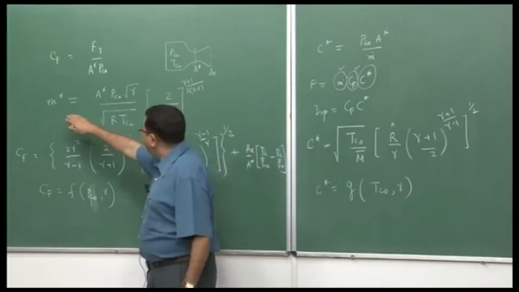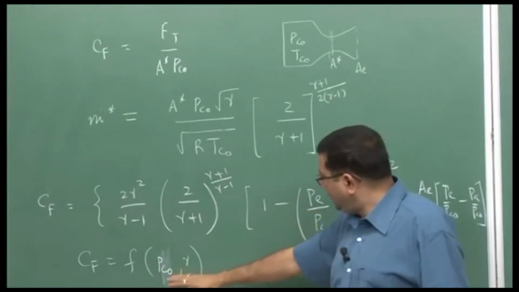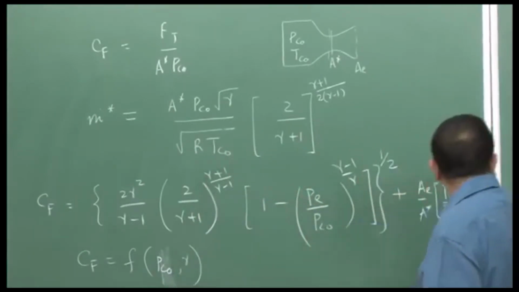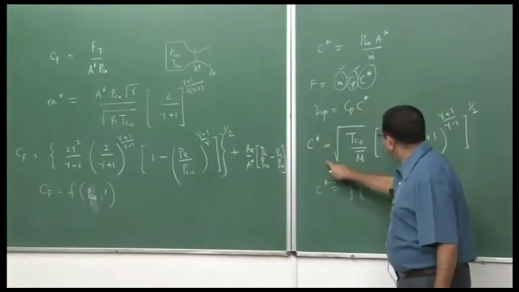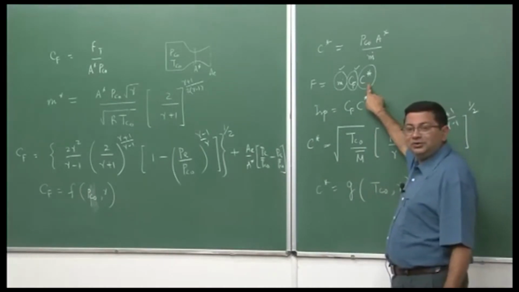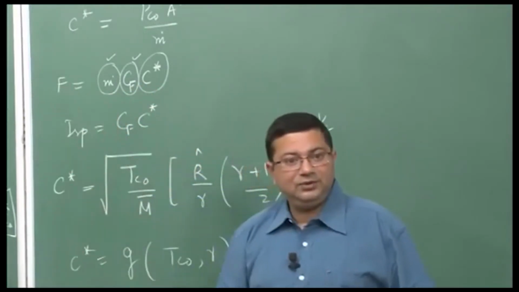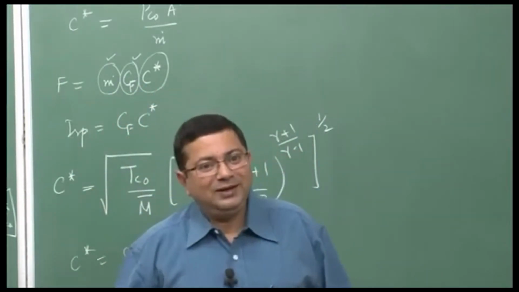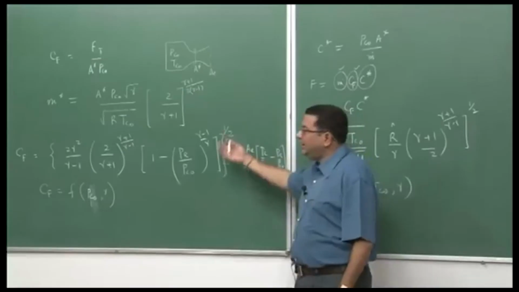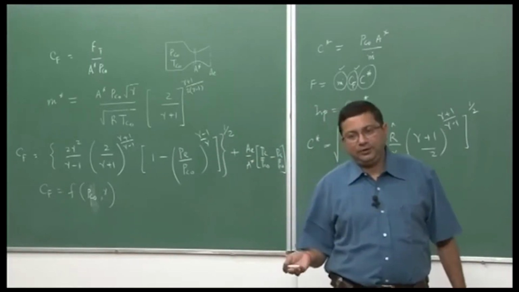The other way of increasing the mass flow rate is by reducing T C naught. As we reduce T C naught, as we can see from this expression, Cf is not that much affected, but if we reduce T C naught, our C star is going to reduce. So, characteristic velocity is going to reduce, and the net effect can be that the thrust may reduce. So, that also we do not want. Therefore, the better way of achieving a higher thrust is by increasing both P C naught and T C naught.